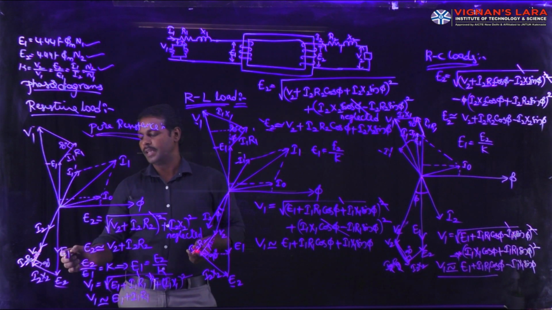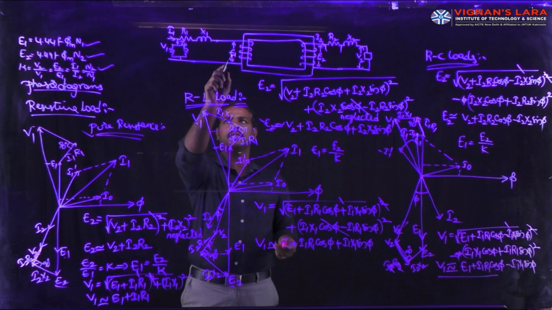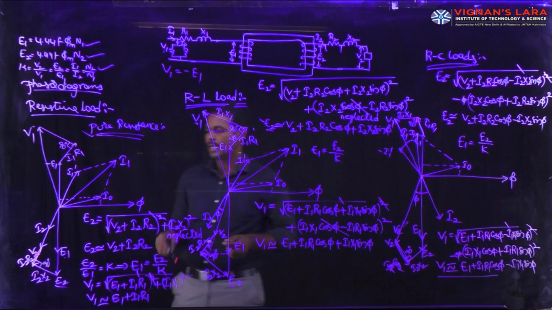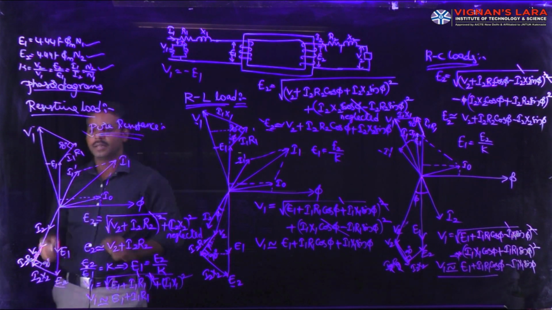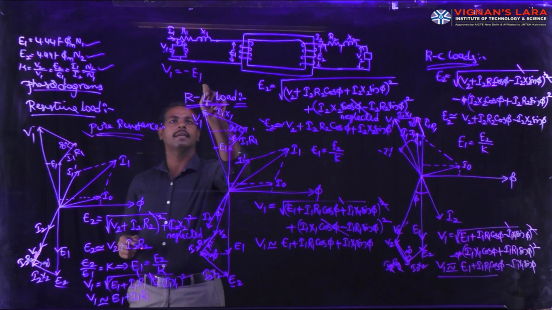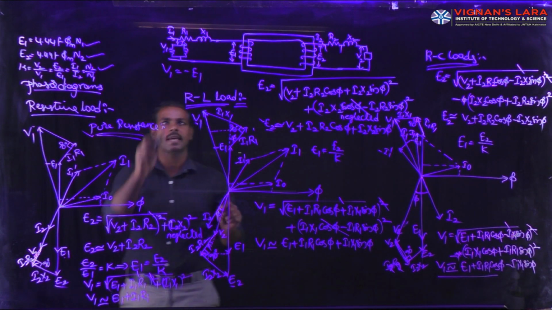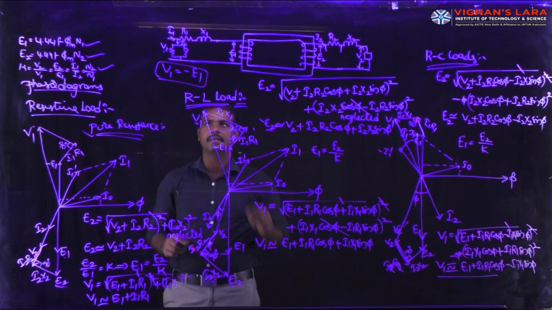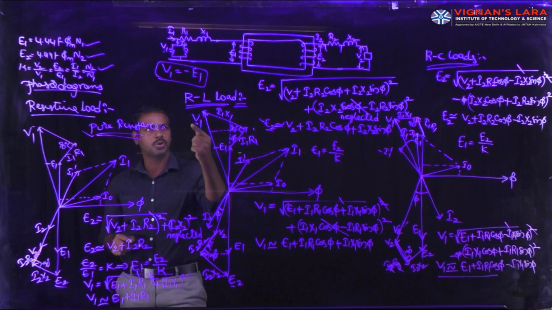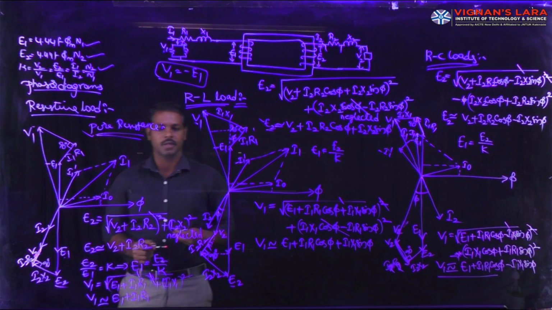Similarly, E1 is equal to minus E1, because E1 always opposes the main cause of producing it. V1 is equal to minus E1, which is transferred to the primary side. This equation is valid only when we are neglecting the resistance and inductance. Otherwise these two terms are also present, and we can add the voltage drop across those two elements. Then only do we get the input voltage V1.